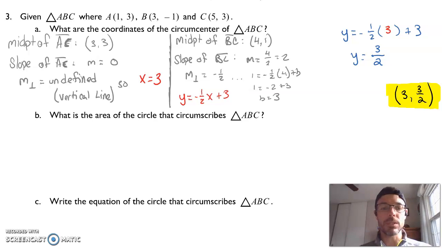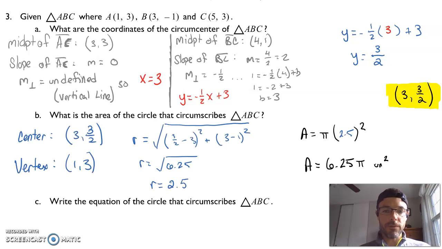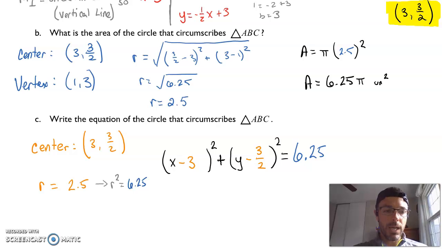Go ahead and see if you can come up with the distance of the radius. So hopefully we found the radius to be 2.5. Put that into our formula, and we've got pi times 2.5 squared, 6.25 pi units squared. Again, now I know the radius, I know the center, you can come up with the equation of that circle. With a center at 3, 3/2 and a radius of 2.5, this is our equation of our circle, because remember it's (x minus h) squared plus (y minus k) squared equals r squared, not equals the radius.